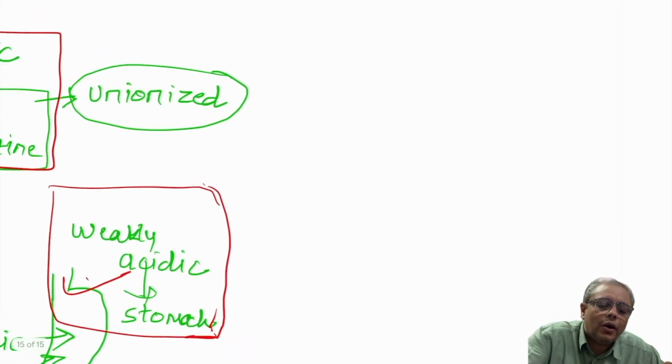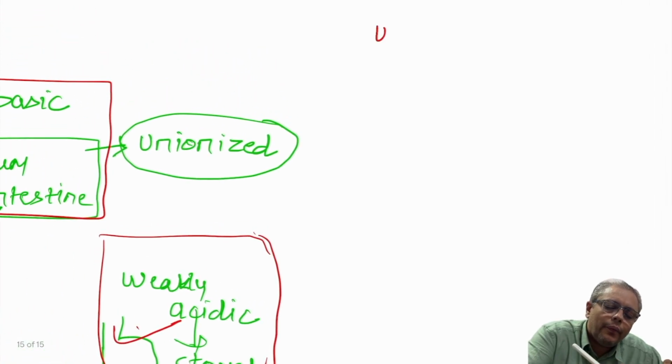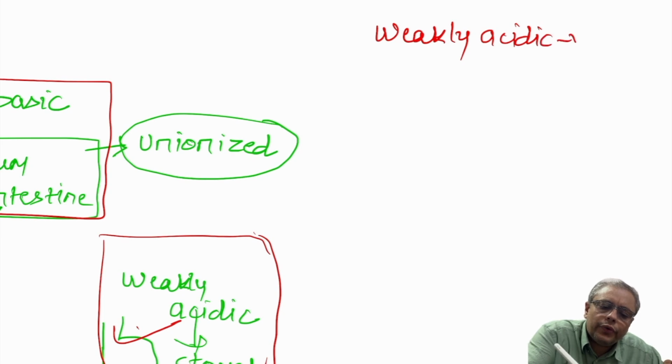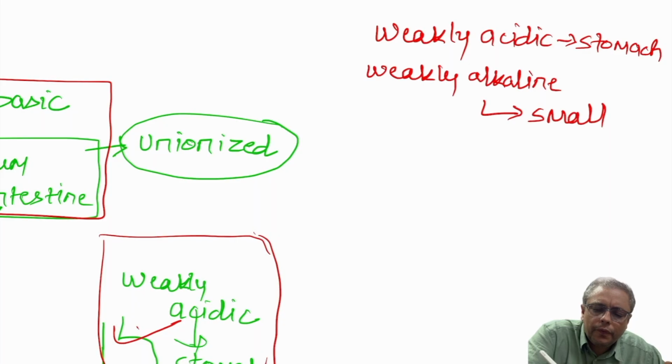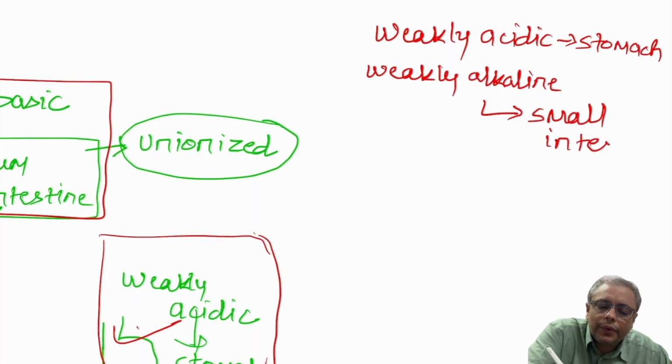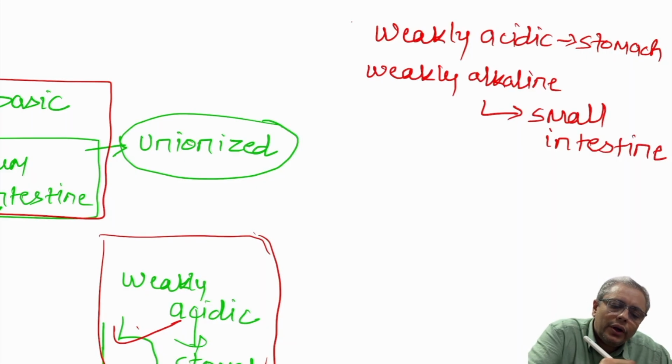I will just quickly note down this sentence. Okay, weakly acidic drugs are better absorbed from stomach, and weakly alkaline drugs, they are better absorbed from small intestine. If we are following the rule of ionization, this point is correct.